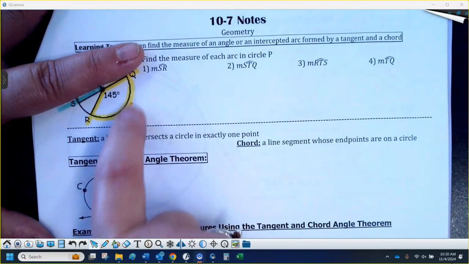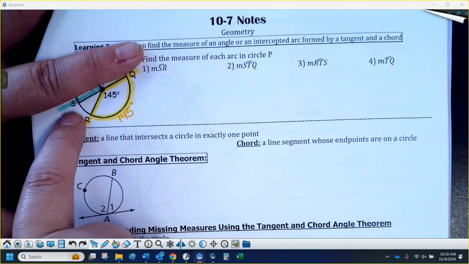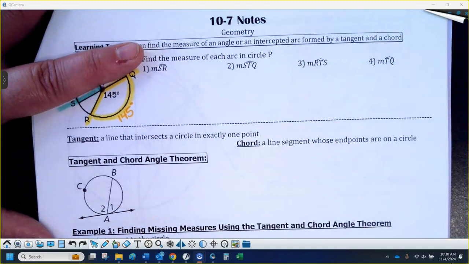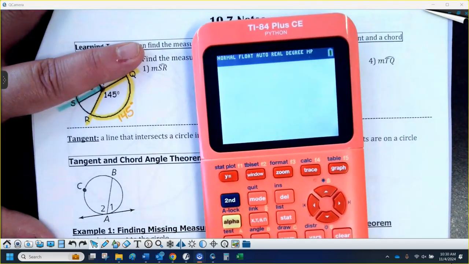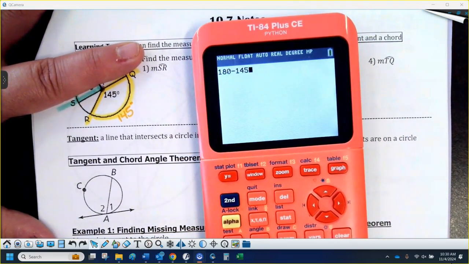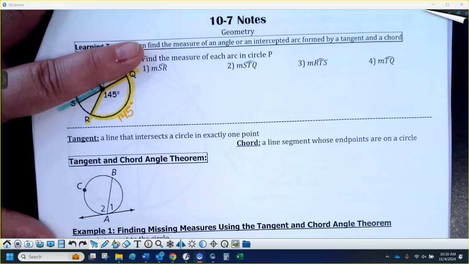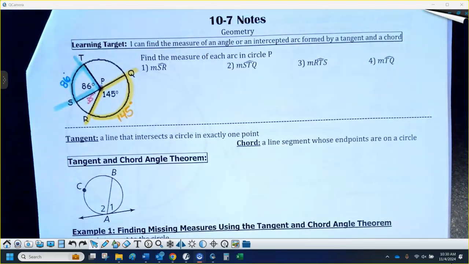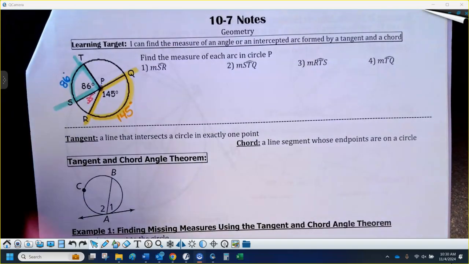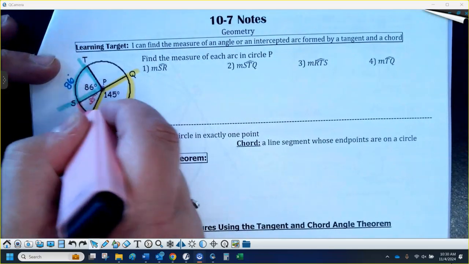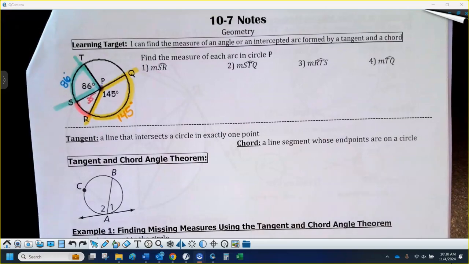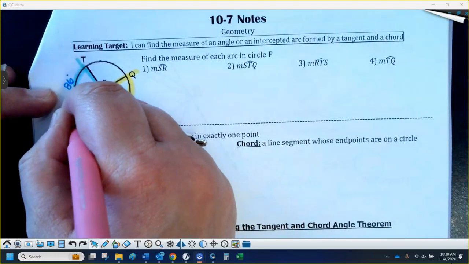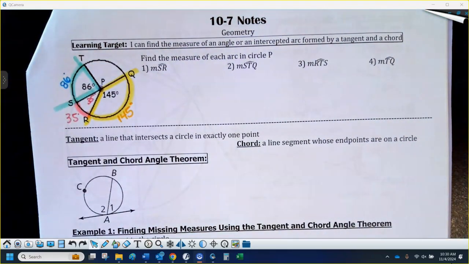All right, so here's all I would do. This angle's 145, this arc's 145. This arc and this angle have to add up with that to be 180. So I would just grab my calculator, do 180 minus 145, should be 35. So this little angle in here is 35. Also, the corresponding arc right there from S to R would be exactly the same, 35. I'm just trying to write some information on the picture and then I'll go back and answer those questions.